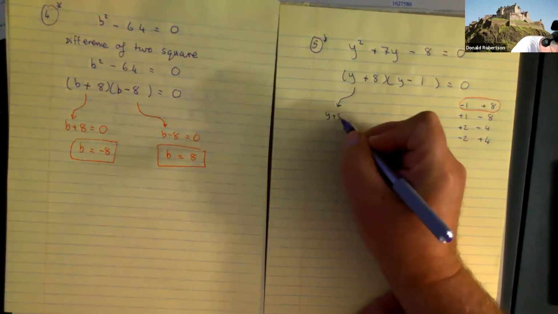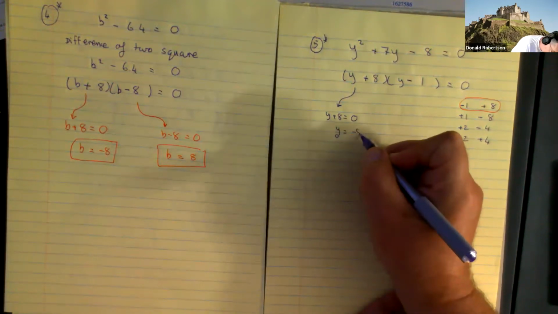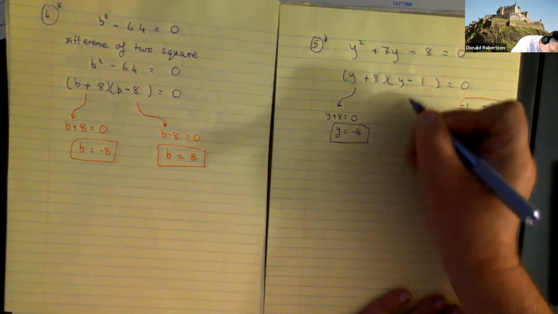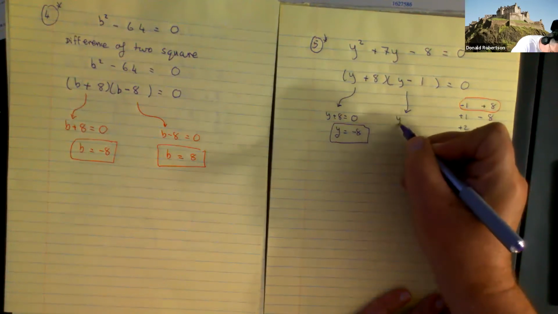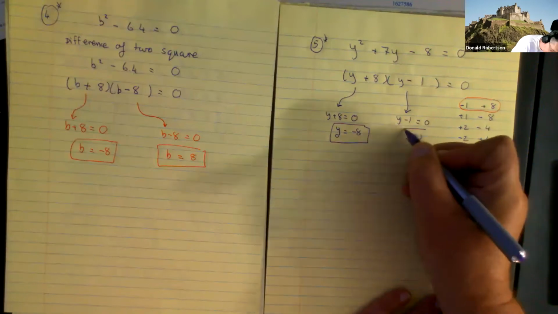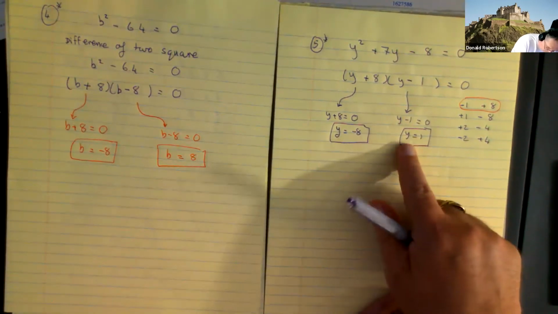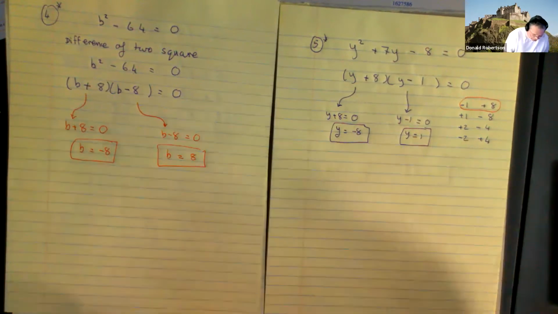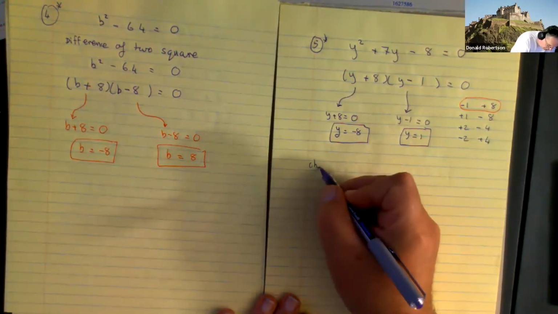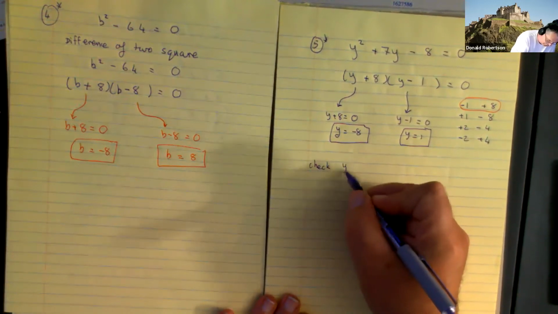The first factor could be 0. Subtract 8 from both sides, and you've got one solution. The second factor could be 0. If you add 1 to both sides, you get that. So y equals negative 8 or y equals 1 would work. Now, you wouldn't normally do this, but you might want to do it, especially in the test. You can check your solutions.